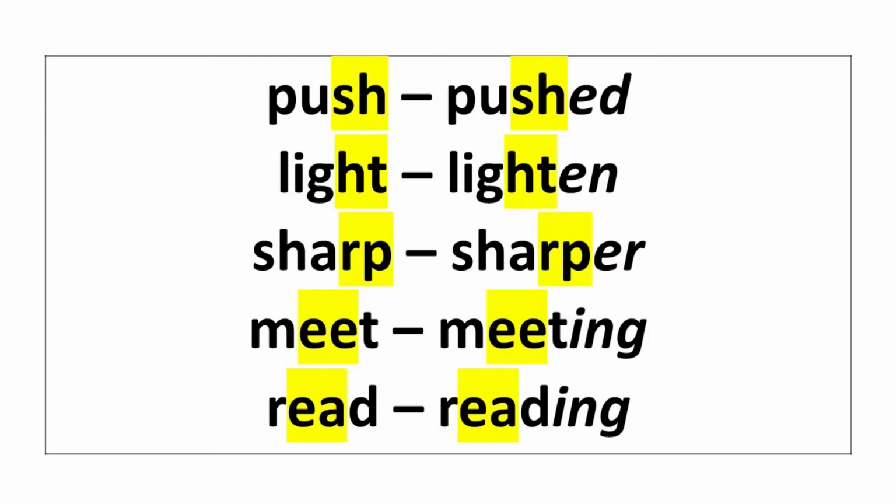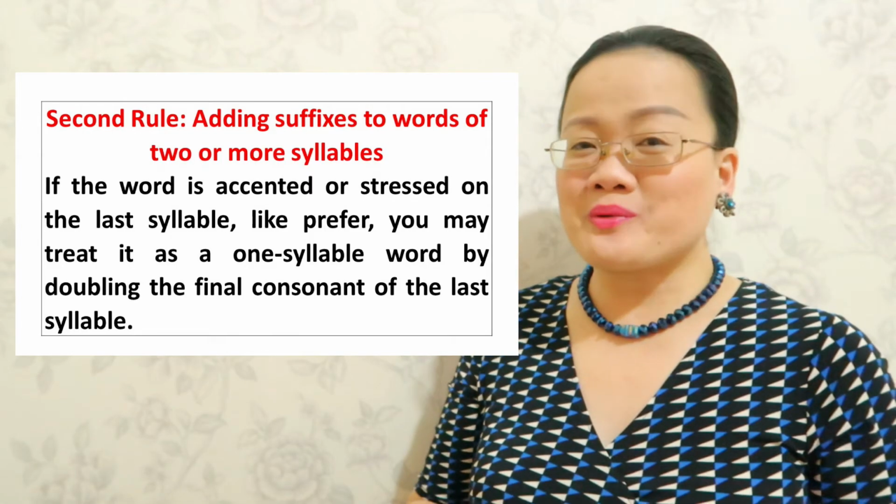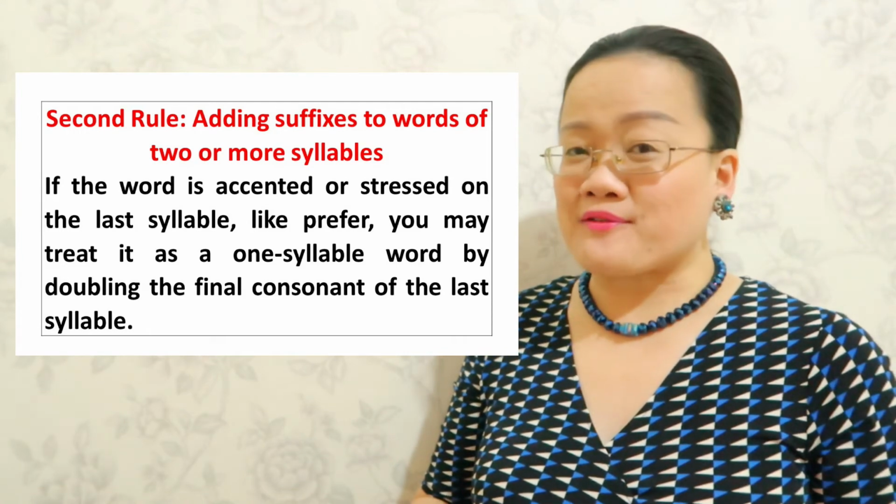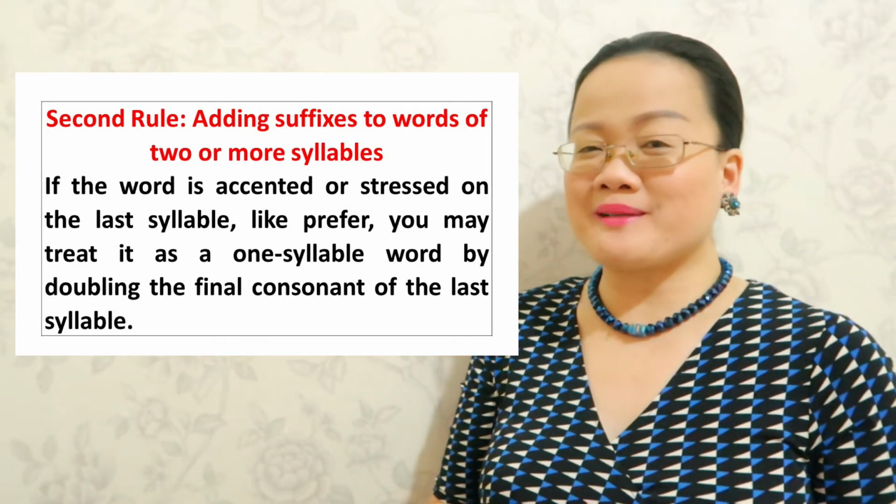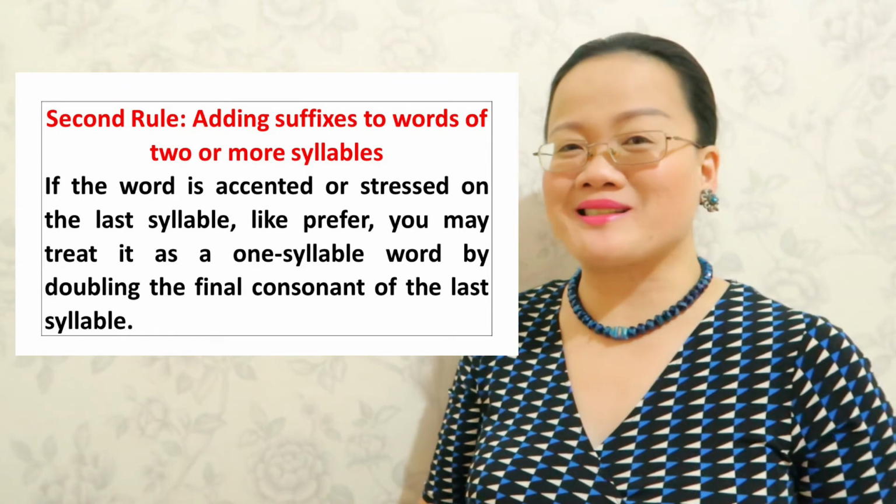Notice that the first three words end in two consonants that are highlighted in yellow, and the last three words have two vowels before the final consonant. Remember that we do not double the final consonant if the word ends in two consonants or if two vowels come before the final consonant. For the second rule, how do we spell the words when adding suffixes if a word has two or more syllables? It depends, of course.